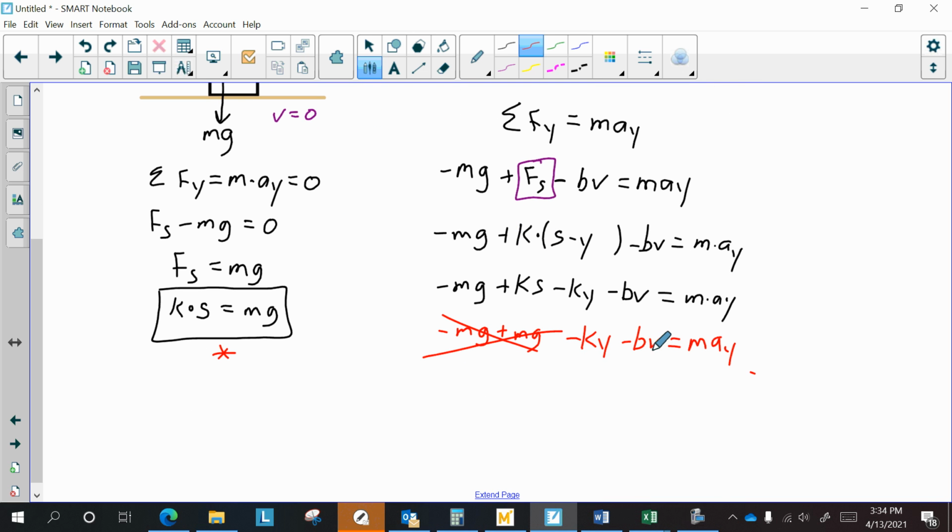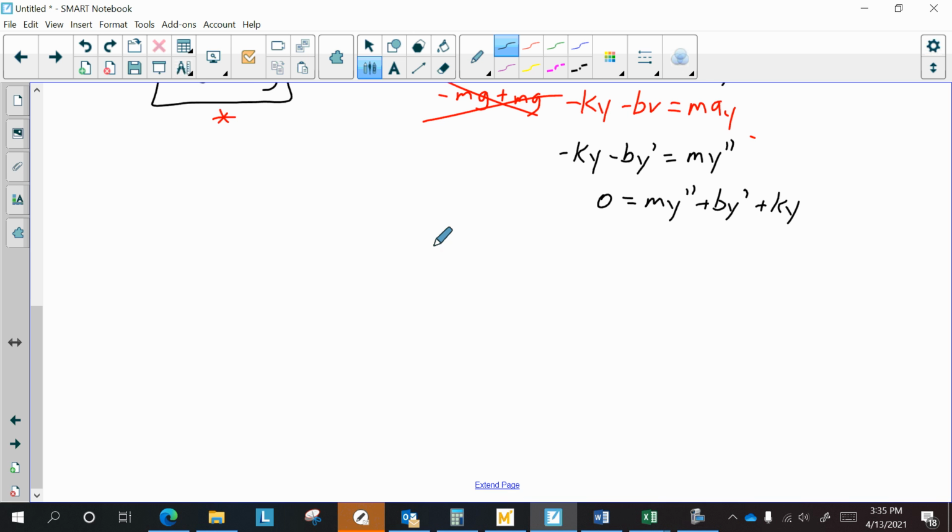So velocity, that's the derivative of our position. So we have minus ky. Velocity is the first derivative of position. Acceleration is the second derivative of position. So we can get all of these on one side. If we add these to the other side, we would get mass times y double prime plus b times y prime plus ky equals 0. Or you might rather call that m y double prime plus b y prime plus ky equals 0.